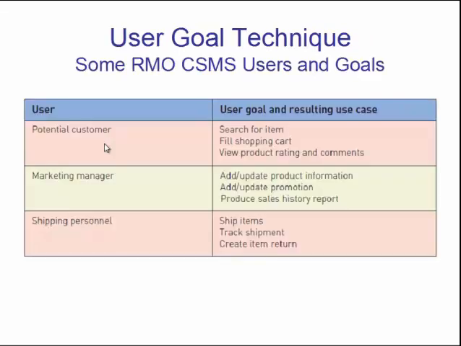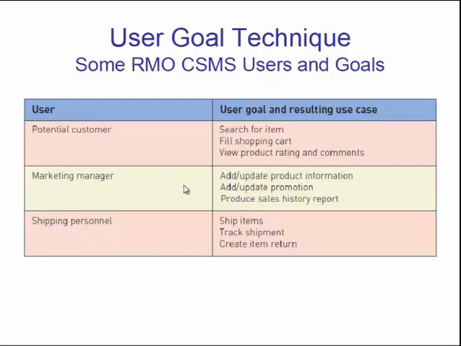Here's an example showing three different types of end users for the RMO system we've been discussing in the text. Potential customers would be one category, marketing managers would be another category, and shipping personnel, yet another category. Each of these potential types of end users would have quite different goals when using the new system. For example, for a potential customer, they might want to search for an item, they might want to fill a shopping cart, they might want to view product ratings and comments.